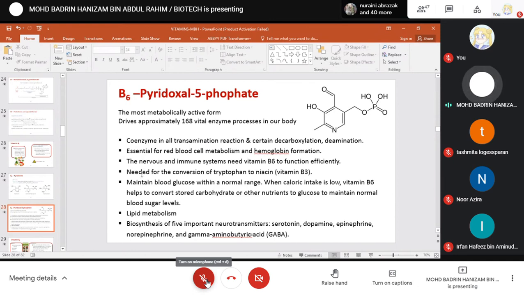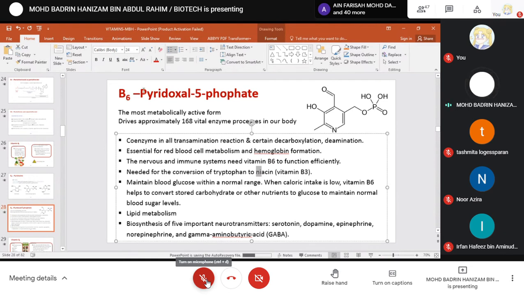It is needed for the conversion of tryptophan to niacin. If you want to convert niacin, you need vitamin B6. Without vitamin B6, your body cannot convert tryptophan to niacin, so it's important. It also maintains blood glucose within a normal range. When calorie intake is low, vitamin B6 helps convert stored carbohydrate or other nutrients to glucose to maintain normal blood sugar level.